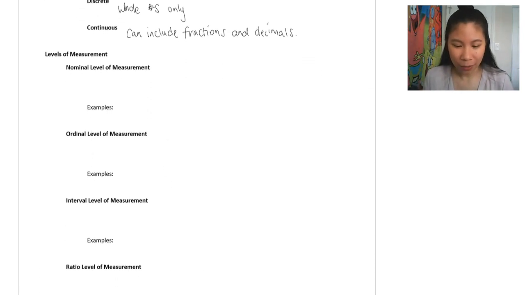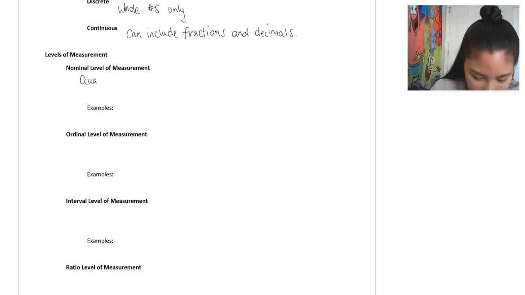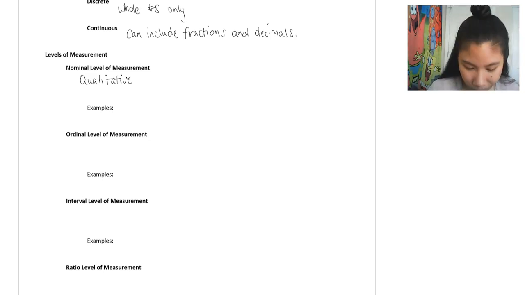Okay. Another way to talk about data is the level of measurement. So when we're actually asking survey questions or collecting data, the different ways that we can measure the data that we get, there are 4 different types: nominal, ordinal, interval, and ratio. So we'll start with the least numeric, the least specific, which is called nominal. So nominal only includes qualitative data, so no numbers.